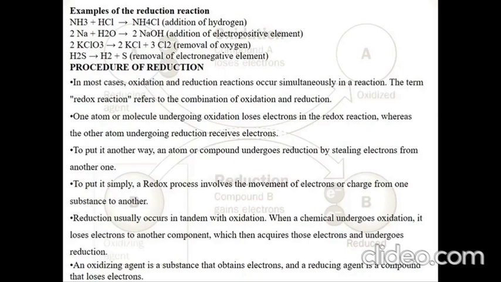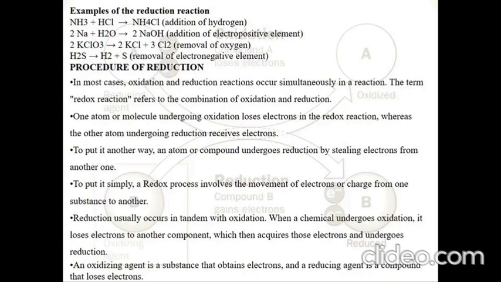To put it another way, an atom or compound undergoes reduction by stealing electrons from another one. To put it simply, a redox reaction involves the movement of electrons or charge from one substance to another. Reduction usually occurs in tandem with oxidation. When a chemical undergoes oxidation, it loses electrons to another component, which then acquires those electrons and undergoes reduction.